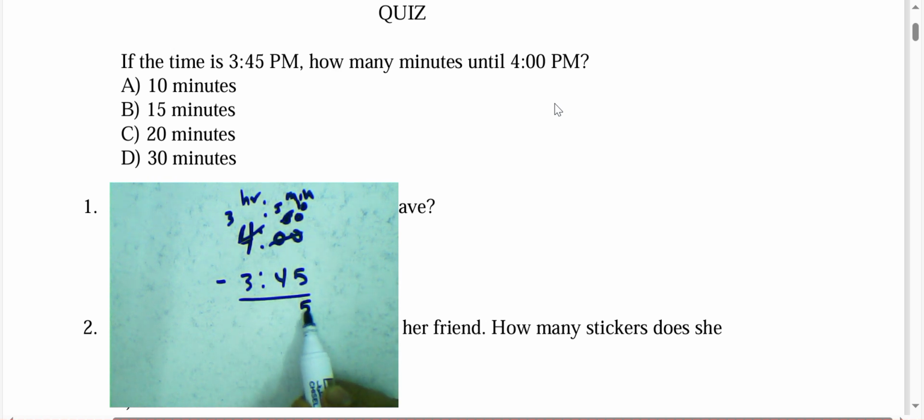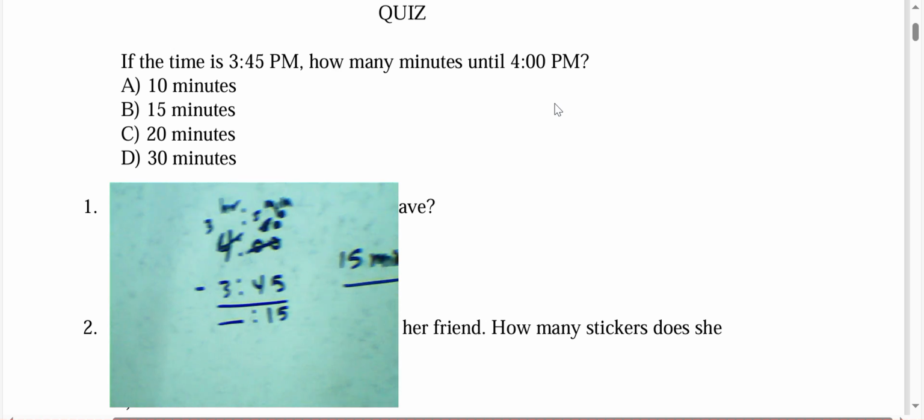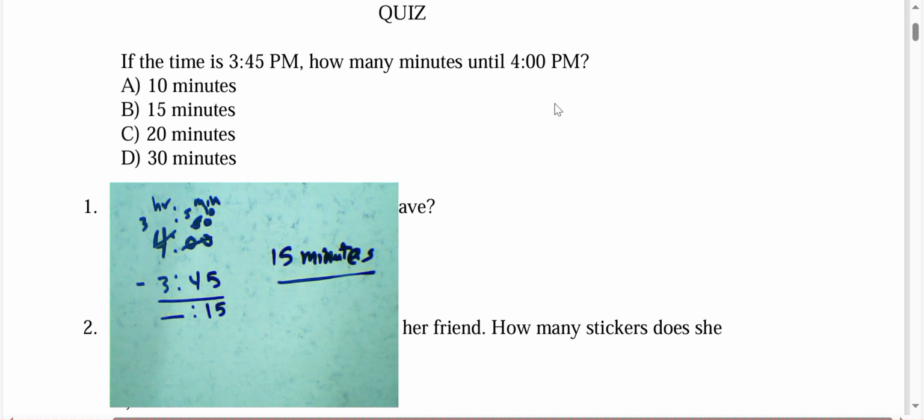10 minus 5 equals 5, and 5 minus 4 equals 1. 3 minus 3 equals 0. Then the result will be 15 minutes. 15 minutes. Understood?